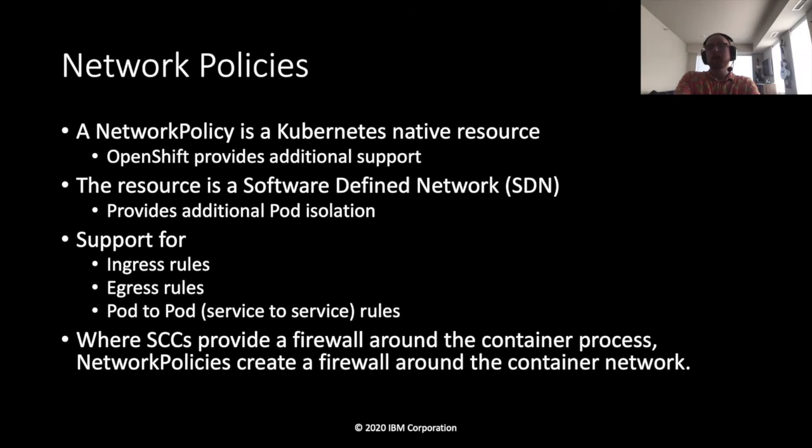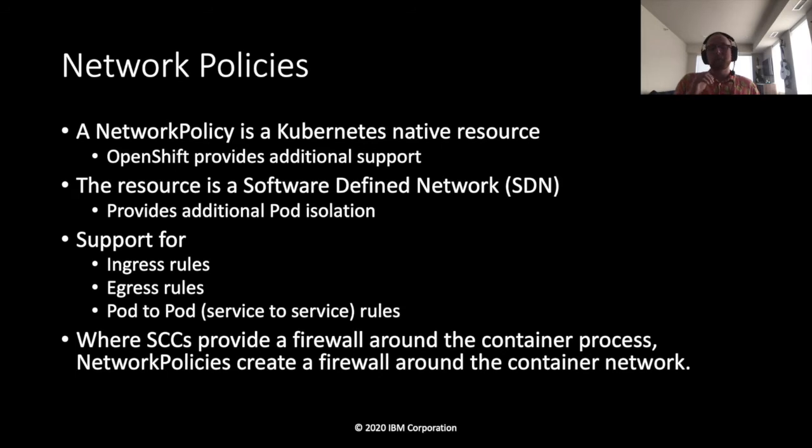However, some of the features for network policies that Kubernetes supports aren't fully supported in OpenShift yet. And what it comes down to is it's a software-defined network or firewall, and it provides additional pod isolation through the network traffic that it can receive and send. So a network policy allows you to define rules for ingress, egress, and pod to pod or service to service.